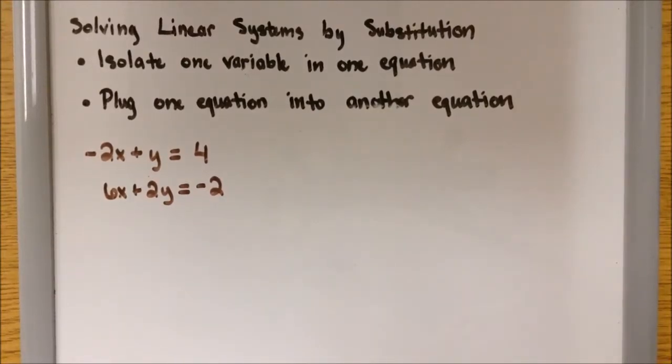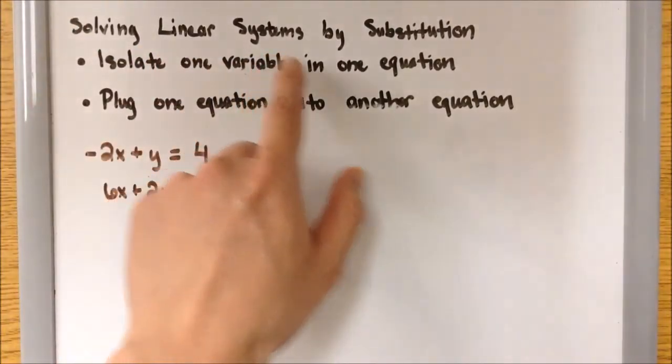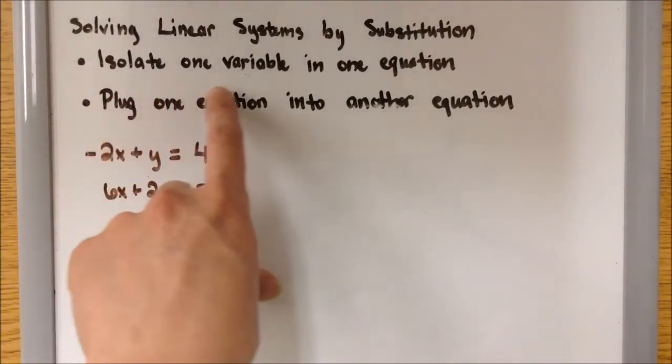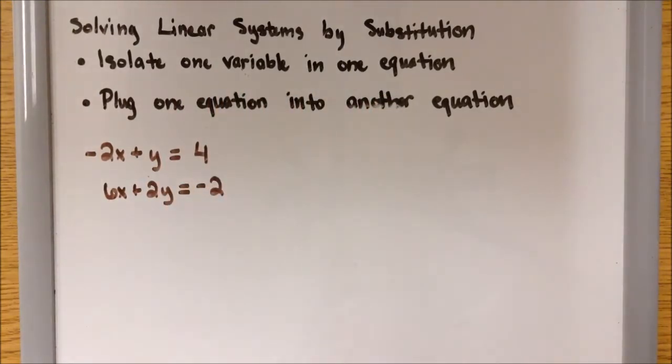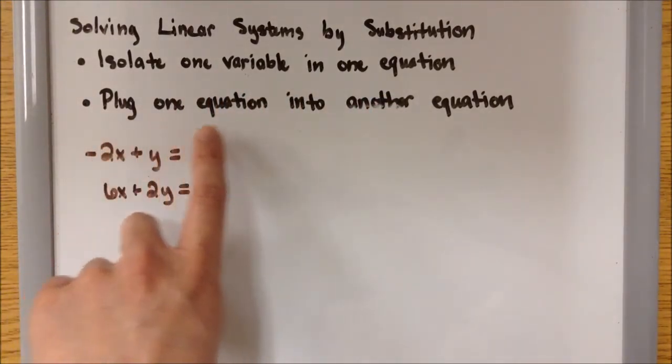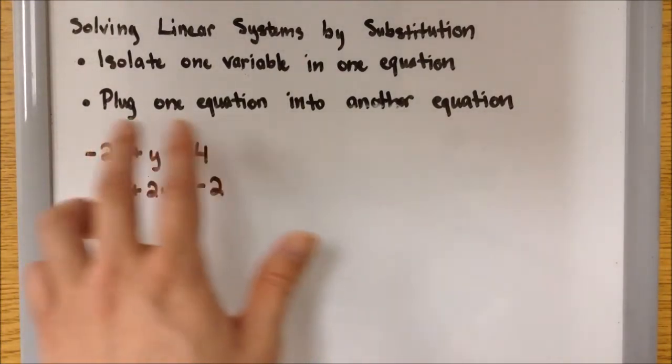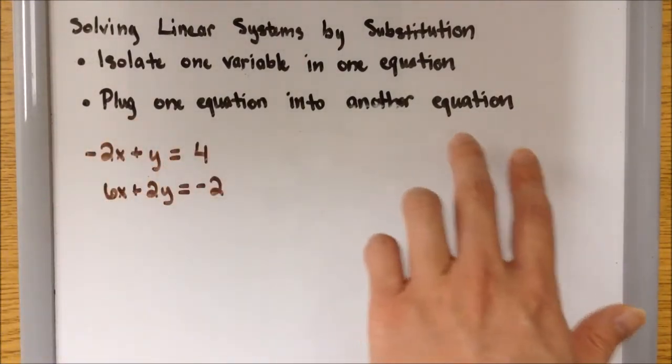In this section, we're going to cover solving linear systems by substitution. Now, in the previous section, you solved by graphing, where two graph functions intersect, and that's the solution. Now here, we're going to do substitution, where first, isolate one variable in one equation. Second, plug one equation into another equation. So that's what basically substitution means. Plug one equation into another equation.